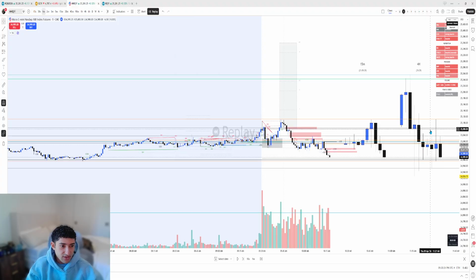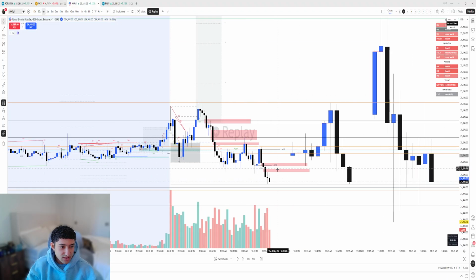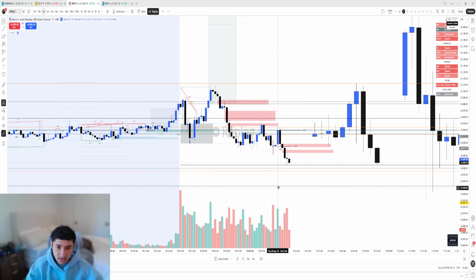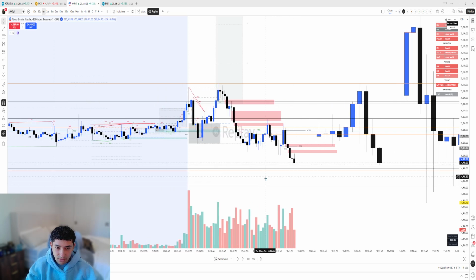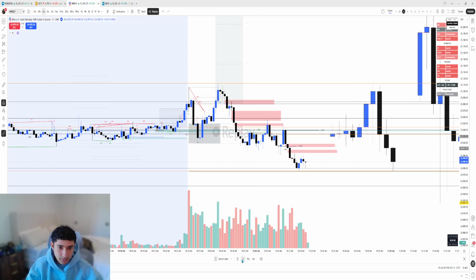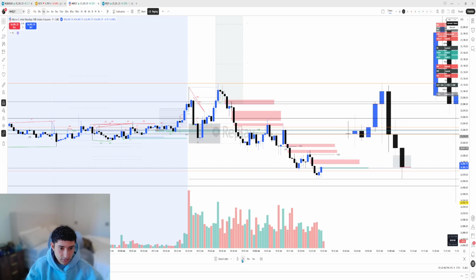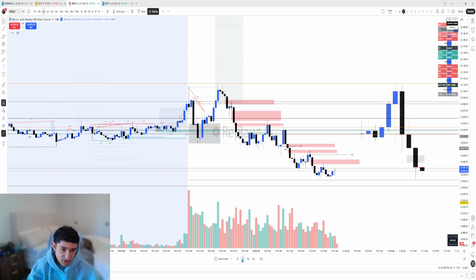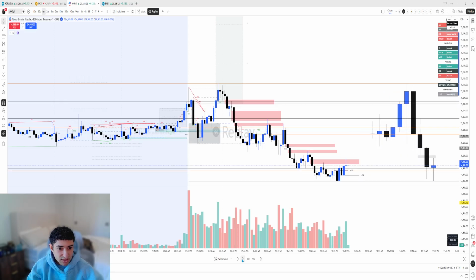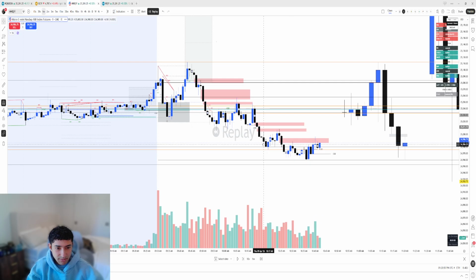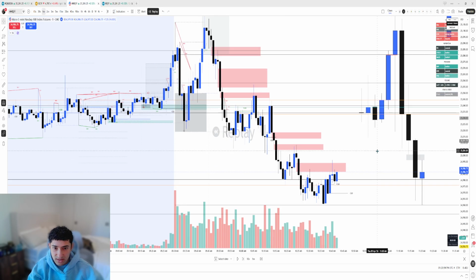Man, that 4 hour candle time frame, just chopping. I don't really like that. Would have thought shorts would be nice here, but like around there. But I don't know. Don't think it's too good of an entry.